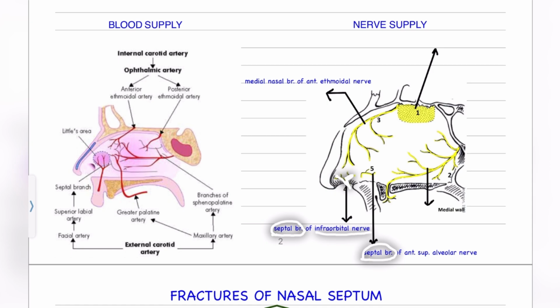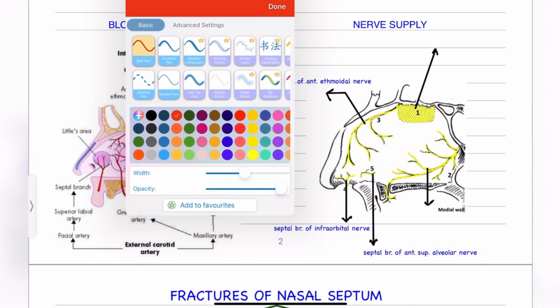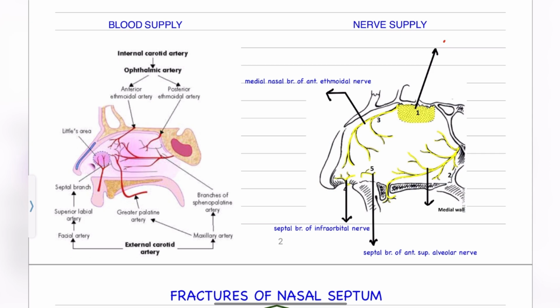Then we have septal branch of what? Of anterior superior alveolar nerve right here. So these three include medial nasal branch of anterior ethmoidal nerve, septal branch of infraorbital nerve, and septal branch of anterior superior alveolar nerve. Along with this we have 2 more nerves, that is the olfactory bulb, and we also have the nasopalatine nerve.